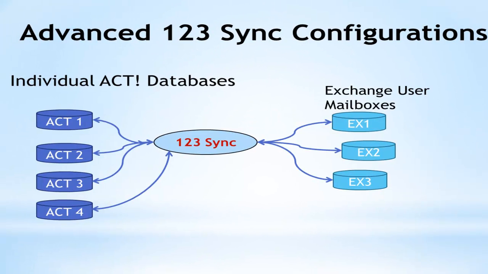In more advanced configurations, within the 123 Sync engine, we actually support synchronizing multiple ACT databases to multiple Exchange mailboxes. And there's no limitation on the number of ACT databases or Exchange mailboxes. So you can get as many items from ACT over to Exchange and vice versa.